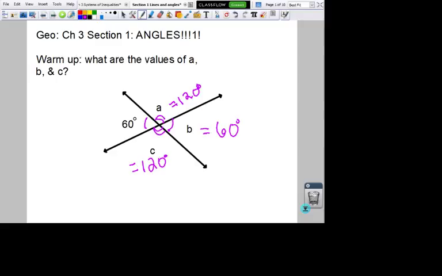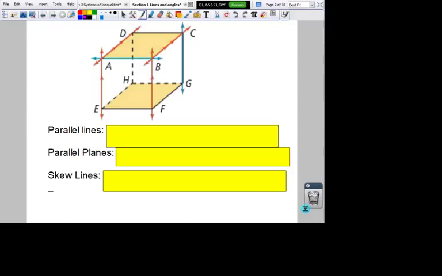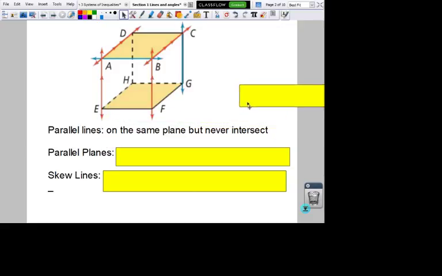Alright, so what we're going to be looking at are different kinds of angles. Most of today's lesson is vocab. So it's kind of annoying, I know, but it's still good. We're going to look at a couple things. We're going to start with parallel lines, which we've talked about before. Parallel lines are on the same plane, but they never intersect.